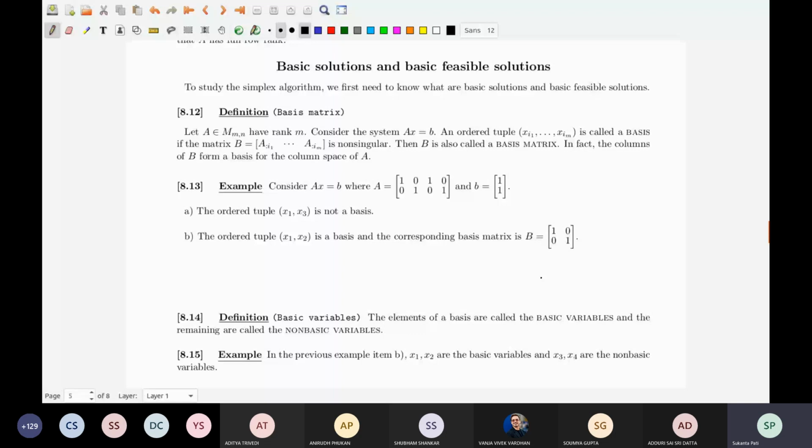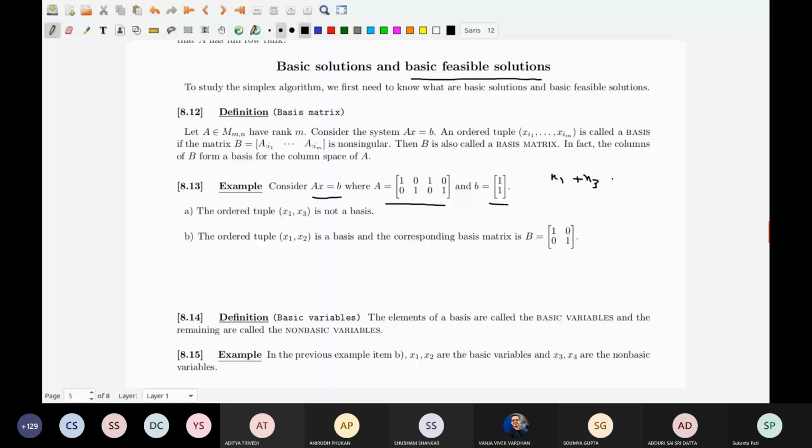Now suppose you have a matrix A, and you are looking at a system Ax equal to b, where A is this matrix and b is this vector. The equations are something like x1 plus x3 equal to 1 and x2 plus x4 equal to 1. That's the set of equations. I have just written it in this format. Fine, the matrix is written.